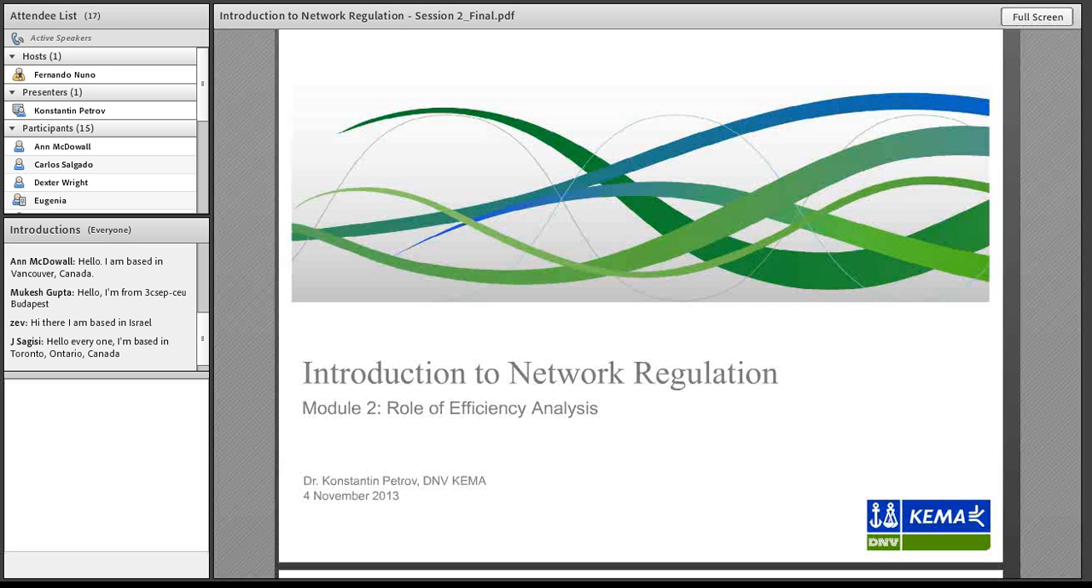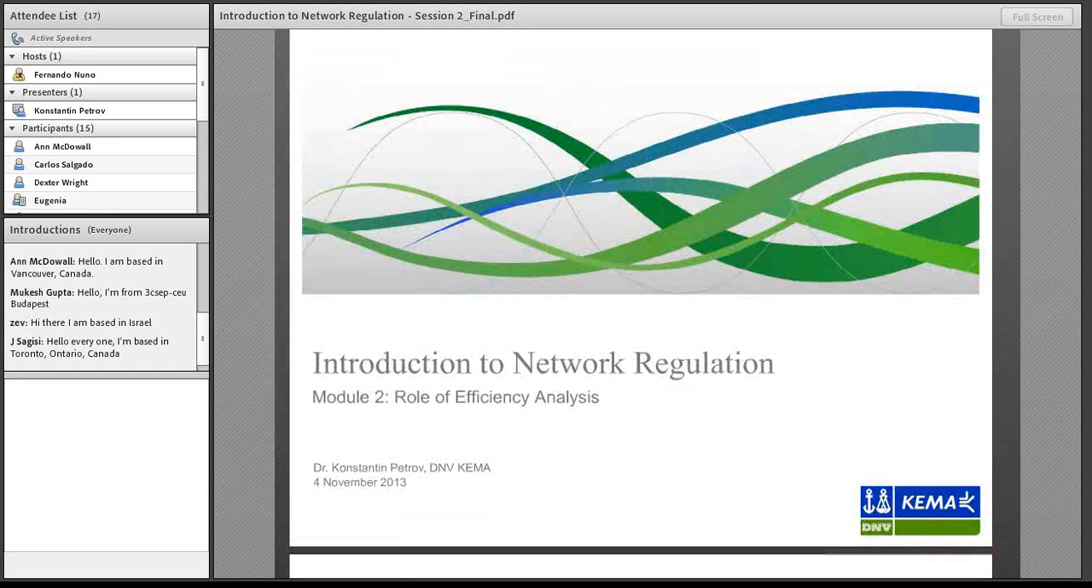As Fernando said, the session is devoted to energy regulation, especially focusing on efficiency analysis, sometimes also called benchmarking, in practice. The people who participated in the previous webinar remember we started with the introduction to energy regulation, and last Monday we discussed different types of regulation, starting from rate of return, cost of service regulation, and then the so-called incentive regulation, describing the caps and other regulatory methods like yardstick.